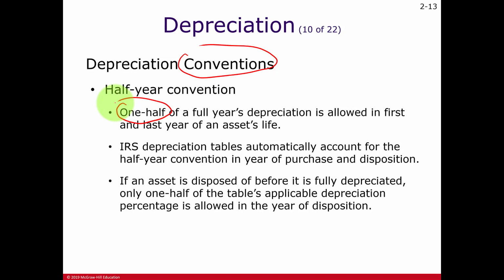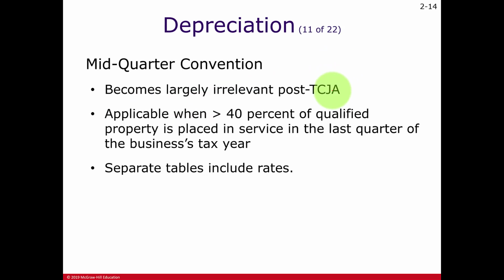The convention we use is called half year and assumes that you bought it right in the middle of the year, and you're only going to take 1/2 year's worth of depreciation for the first year. And that means at the end of the 5 or the 7 year period, there's going to be another half year's worth of depreciation to come out with a total of 5 or 7 years. And again, all of these depreciation calculations are built into percentages in a depreciation table that we'll see.